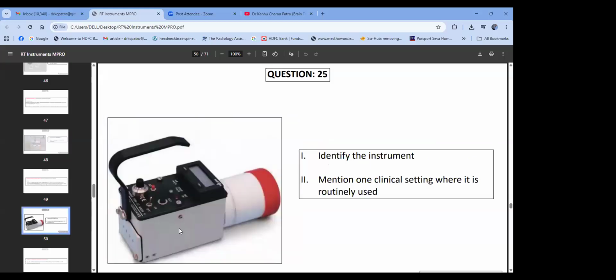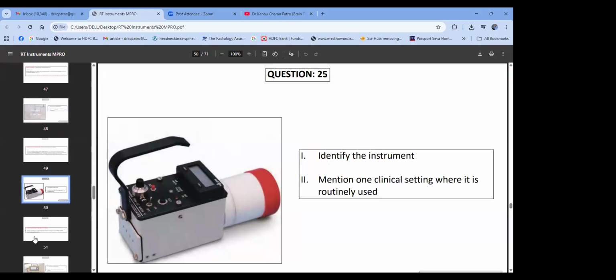Okay. So identify this equipment and any clinical setting where it's routinely used. QTPI, this is an ionization chamber QTPI or survey meter. It is used to monitor radiation leakage around LINACs or HDR brachytherapy afterloaders. Okay.